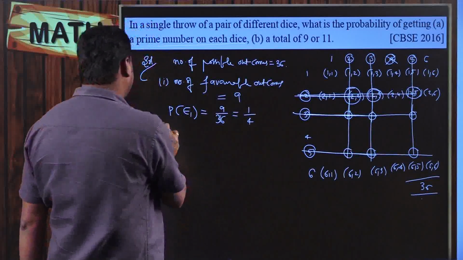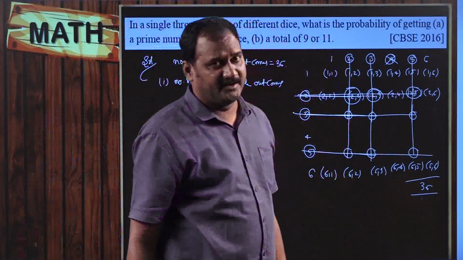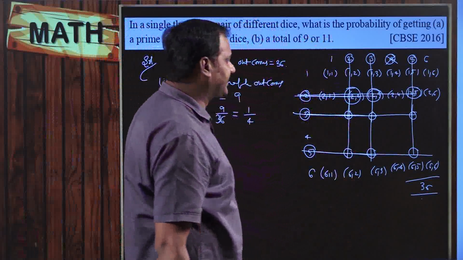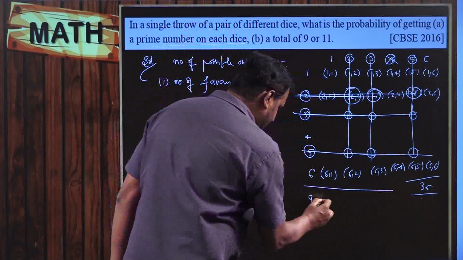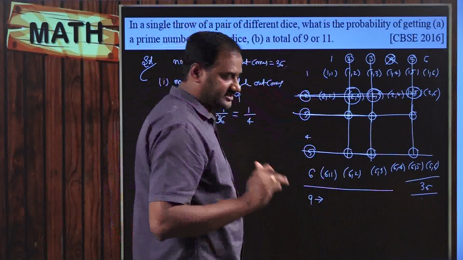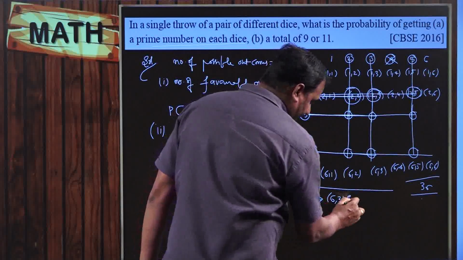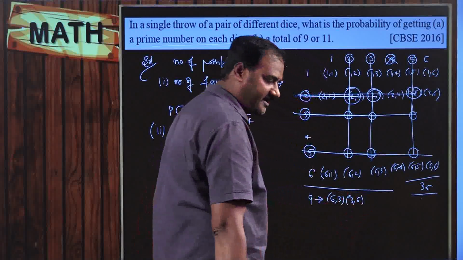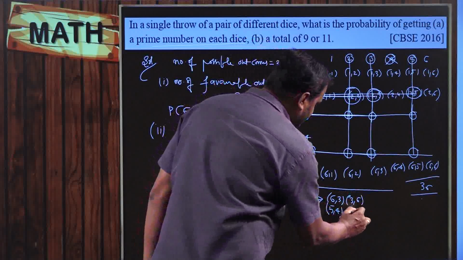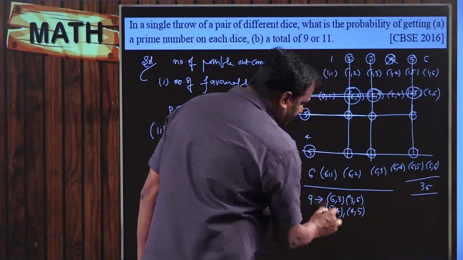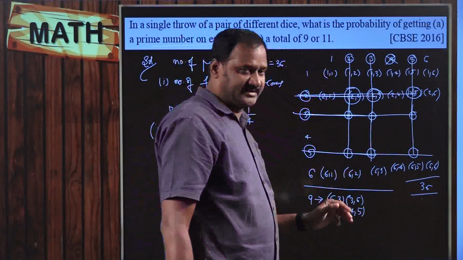And what is the second condition given here? The second condition is a total of 9, otherwise 11. Total of 9. So how do you get a total of 9 here? If you want to get the total of 9, let us start with 6. Okay, so 6 comma 3 is one outcome, and of course 3 comma 6 is also one outcome. And with 5, 5 comma 4 is one outcome, as well as 4 comma 5 is also one outcome. With 4, of course 4 comma 5, 5 comma 4. With 3, 3 comma 6, 6 comma 3 is also over.